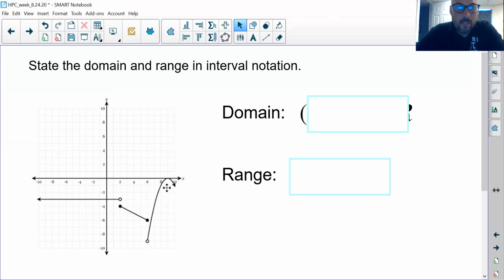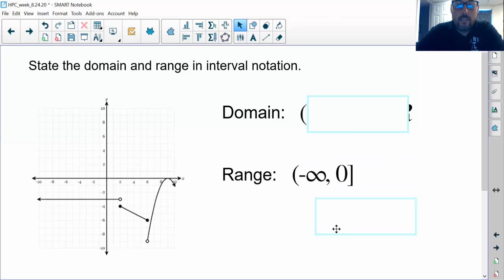But you have to realize this arrow is indicating that it's going down forever, so past -9. So our range begins at -infinity. That's the lowest range value. And the greatest range value is 0.